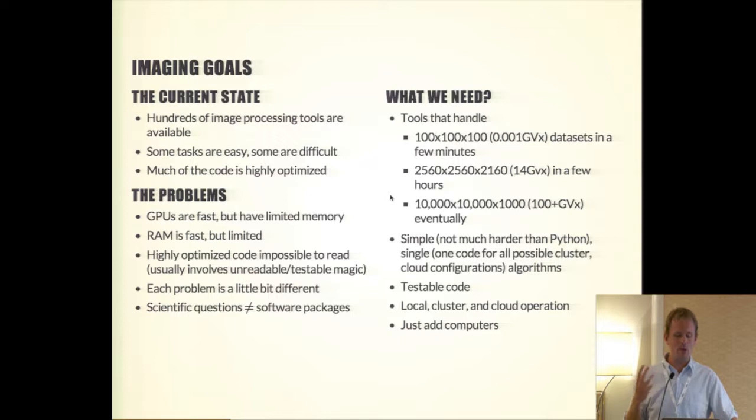So in terms of the imaging goals we have, the current state is there are many, many image processing tools available. Some tasks are easy, some are very difficult, and much of the code is highly optimized. It's written for GPUs so that it's very performant on one machine, but as soon as your GPU runs out of memory, it stops working. So the issues we have are with this GPU, with RAM, with optimized code, which is very unreadable or untestable because it's written for one specific application and it's very compacted for that, but it's difficult to figure out what's going on.